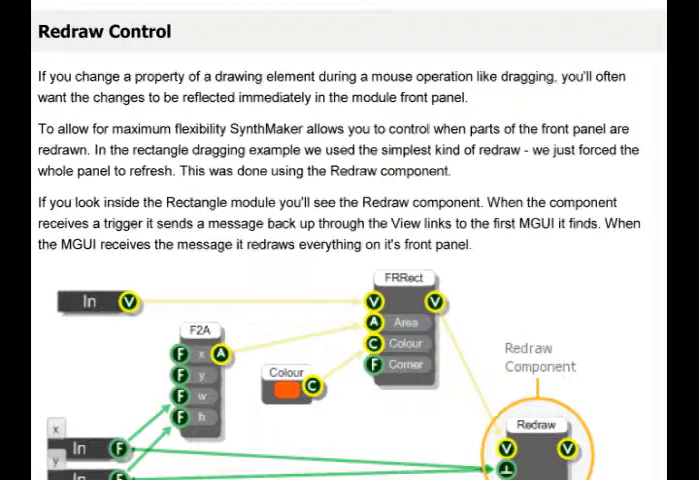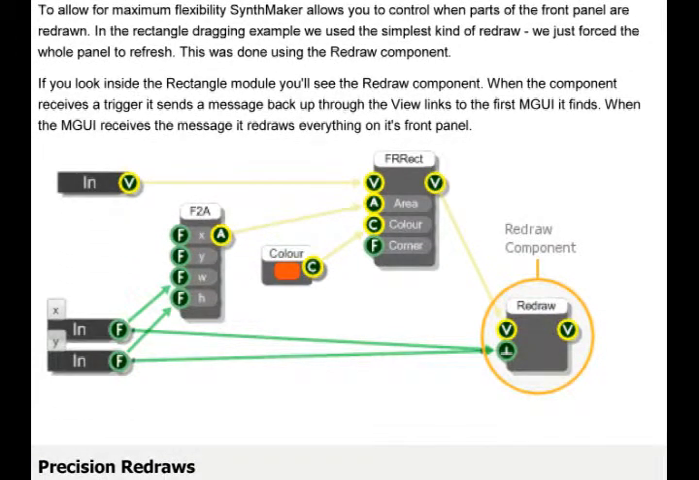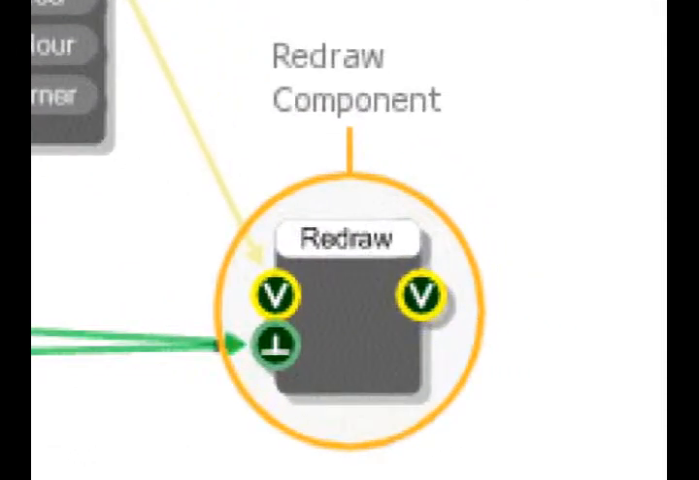Redrawing. Redraw control. If you change a property of the drawing element during a mouse operation like dragging, you'll often want the changes to be reflected immediately in the module front panel. To allow for maximum flexibility, SynthMaker allows you to control when parts of the front panel are redrawn. In the rectangle dragging example, we use the simplest kind of redraw. We just forced the whole panel to refresh. This was done using the redraw component.